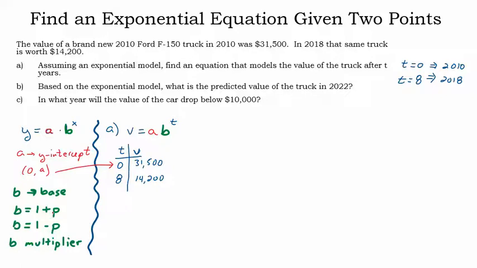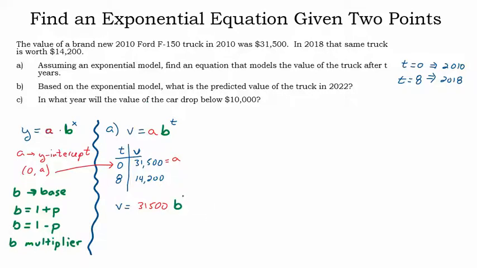Now, if we didn't have that, solving this would be a little bit different, but a lot of times you are given the initial value or the starting value of whatever it is that you're modeling. It could be a population or number of bacteria or something like that. So we know our a is 31,500. So now we could rewrite our equation, which is going to be V equals 31,500 times b to the t, and we still don't know what b is.